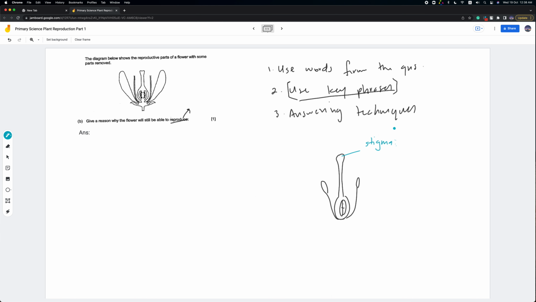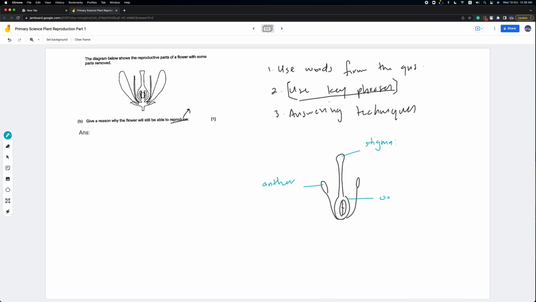So the function of the stigma is to receive pollen grain. I'll just discuss the main function because I don't really have time to go through everything. Like I mentioned before, we are approaching this in an answering technique way. Okay, this is the anther. We've already discussed a bit on the anther. The anther produces and stores pollen grain.